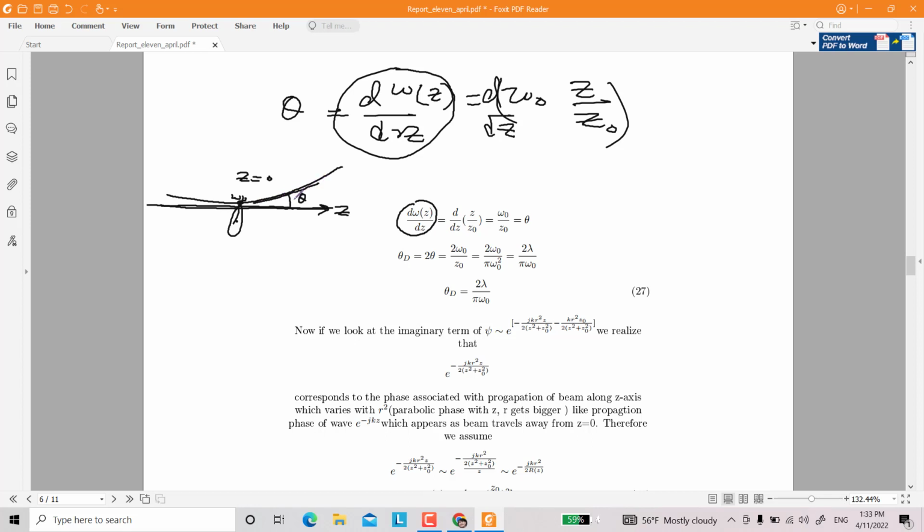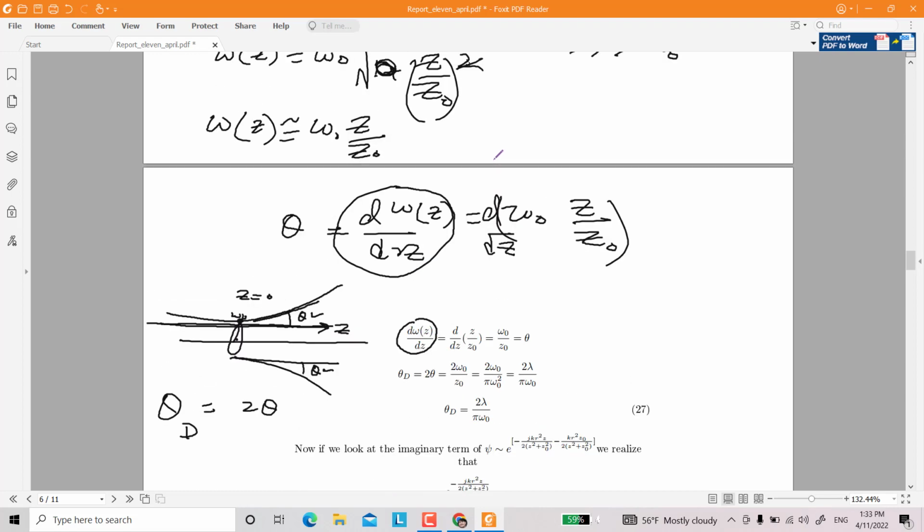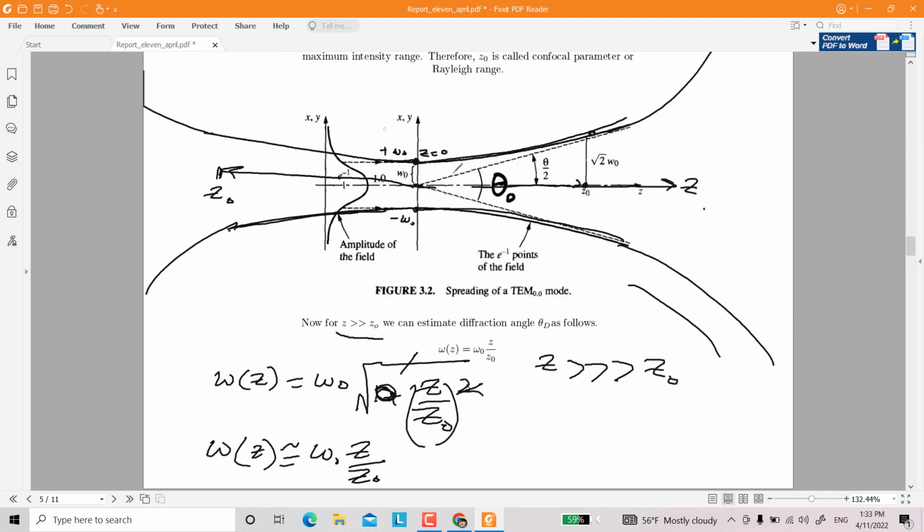So this angle is the diverging angle, right? Similarly here in the lower side, the same will happen. Again, this is the diverging angle. So in short, these two thetas are basically the total diffraction angle. And how can it be proved? You can see it here.